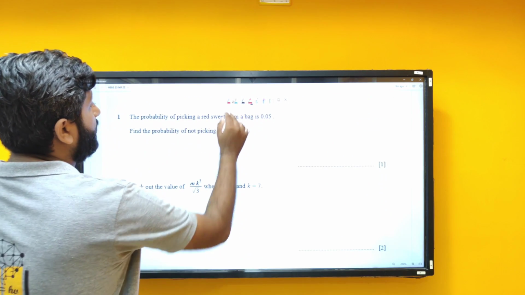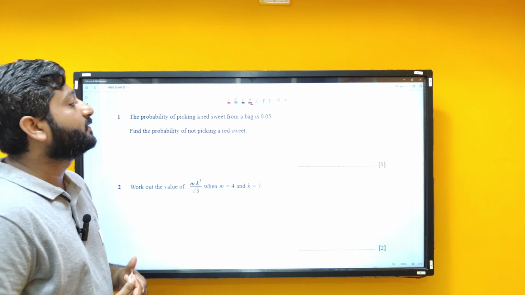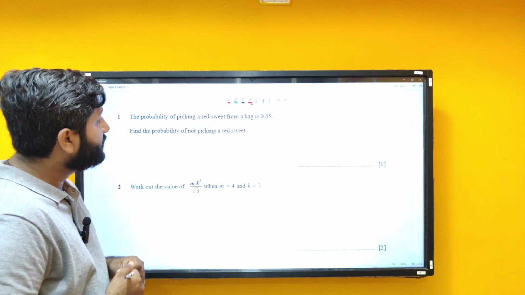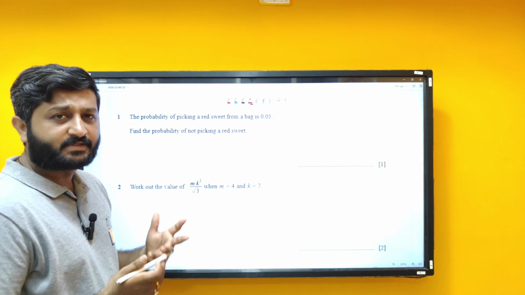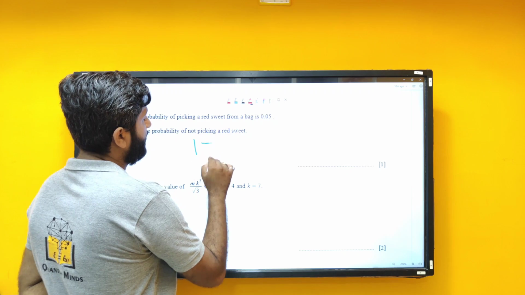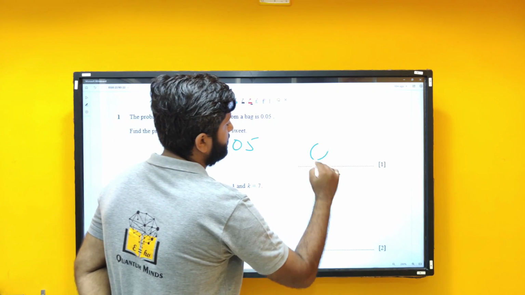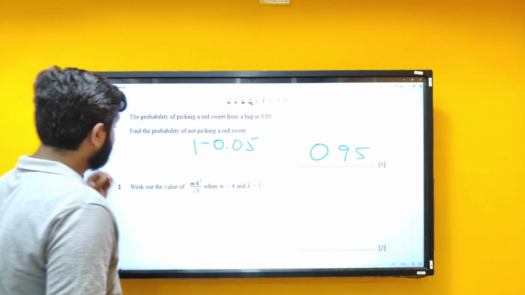Question number 1. The probability of picking a red sweet from a bag is 0.05. Find the probability of not picking a red sweet. Obviously, not picking a red sweet is 1 minus 0.05, which is 0.95.